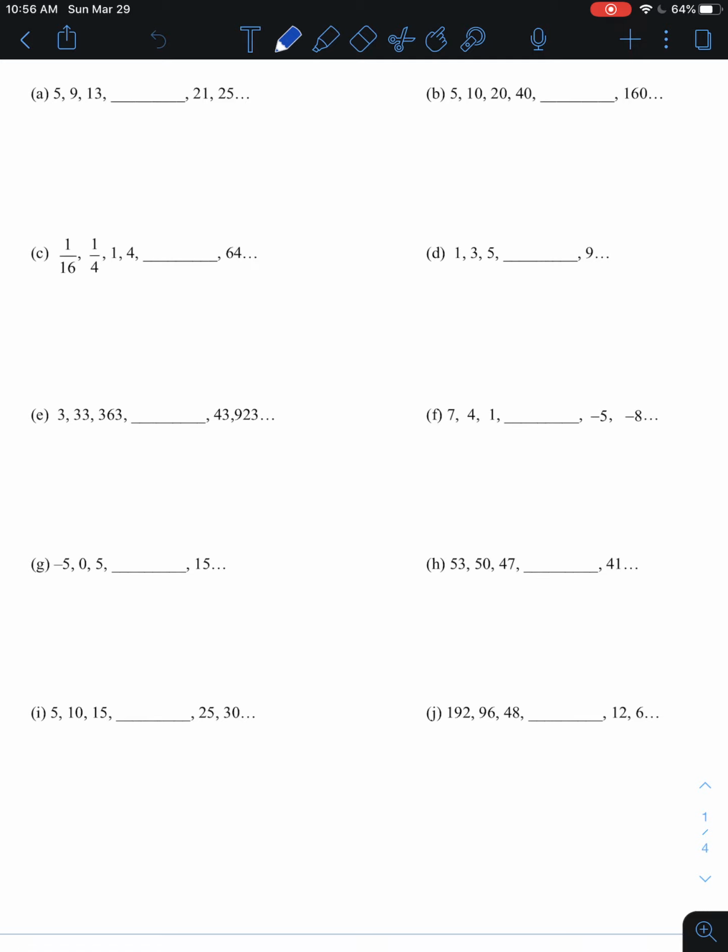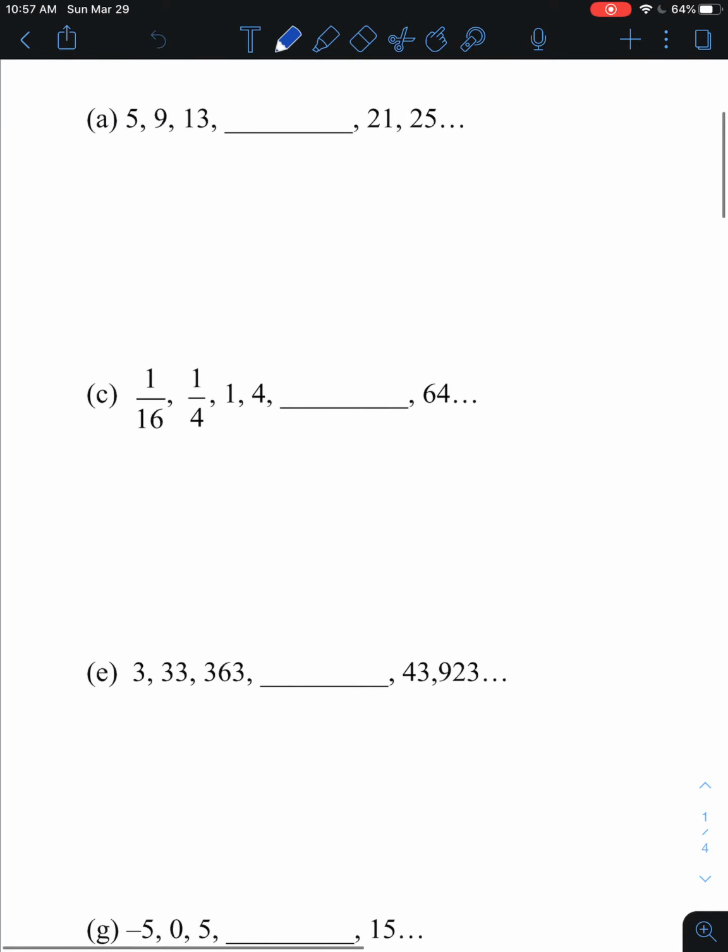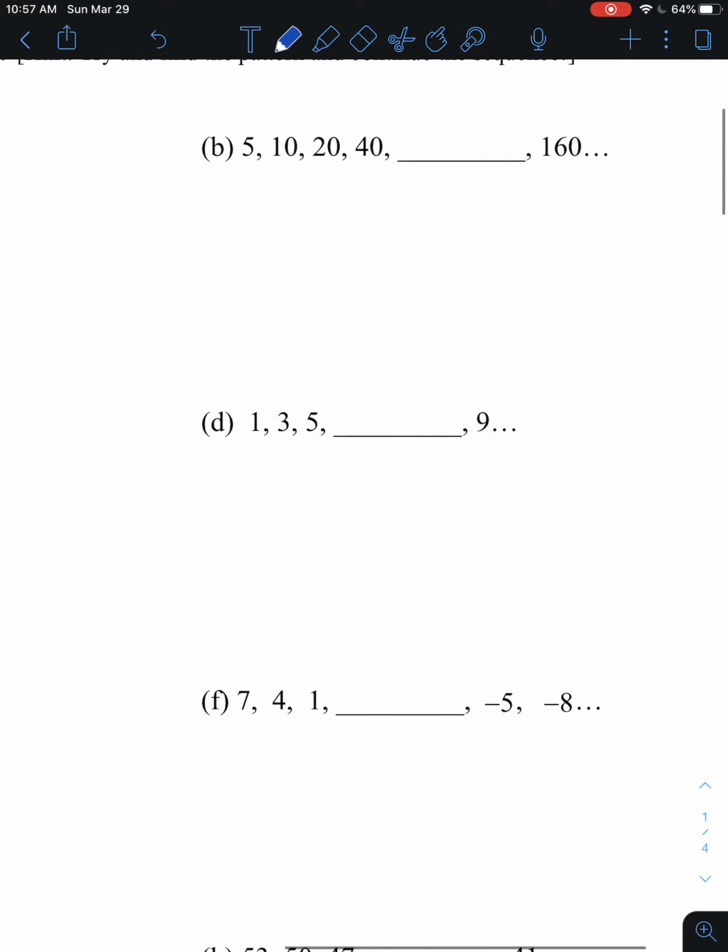So if we take a look at this first sequence, we're going from 5 to 9 to 13 and then 21 to 25. It appears as though, let me zoom in here, we are adding by 4. So to get from term to term, I can see that if you add 4 to 5, you get 9. If you add 4 to 9, you get 13. And if you add 4 to 21, you get 25. So if I add 4 to 13, I'm going to get 17. So that's the missing term for that sequence. Now let's look at the second sequence.